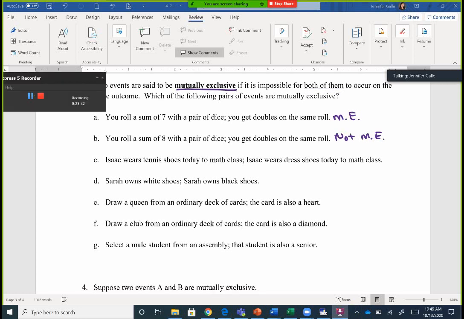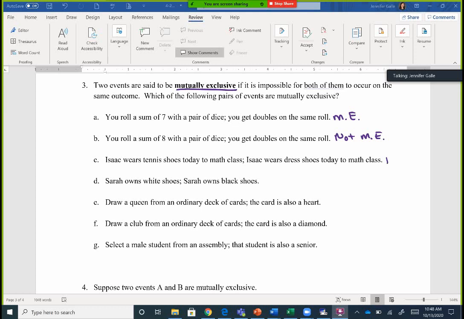All right, so let's see what we think. And if you and your partner debated, hey, you get to see who's right, have bragging rights for a little bit here today. All right, so letter C, it says Isaac wears tennis shoes today to math. Isaac wears dress shoes today to math. All right, so we said that Isaac cannot do both of those things at the same time. So that is mutually exclusive. I know it's different for our brain to think about that those things can't happen, so we're saying yes, it is. I know it's a little tough to think that way.